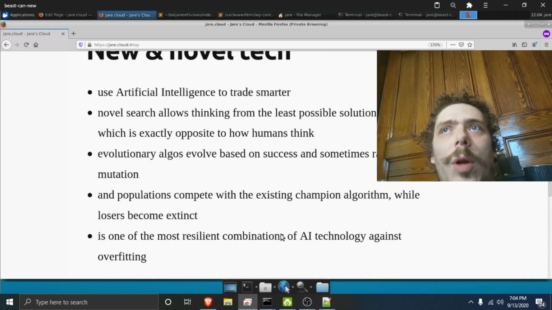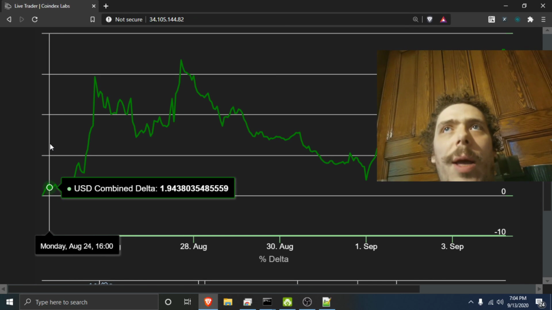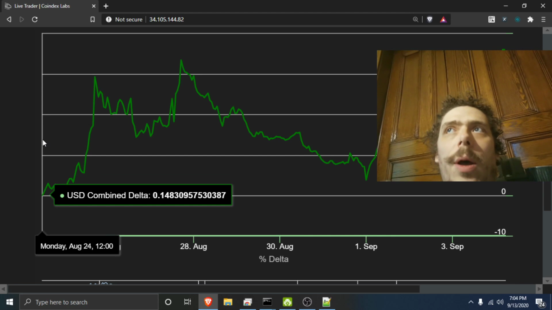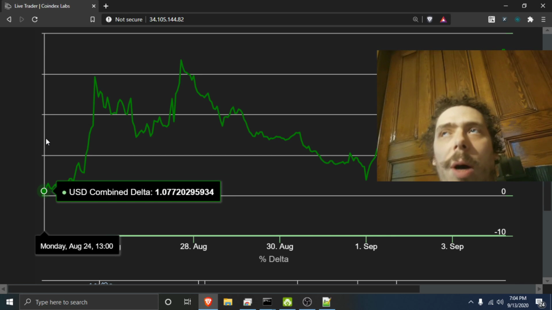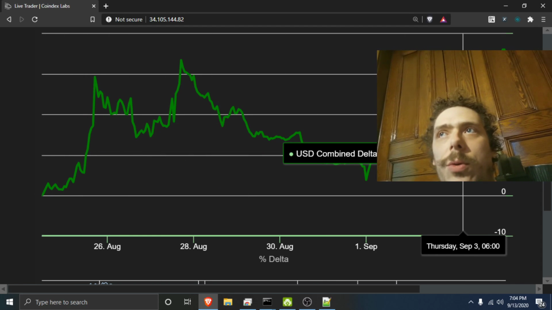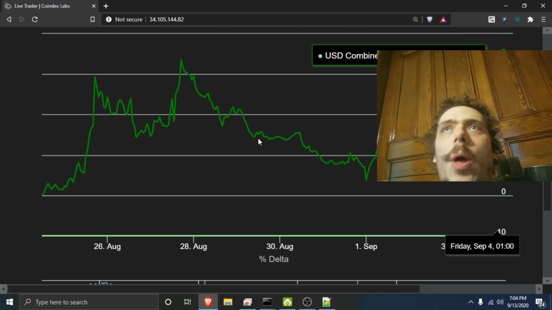And then I was talking here about our AI trader. Well, our AI trader is right here. So here's a section, a run that we had of the bot with test funds. We had about $35,000 on this bot trading these new and novel technologies using our artificial intelligence. So we ran it from the 24th of August to the end of the 3rd of September, until the 4th of September.